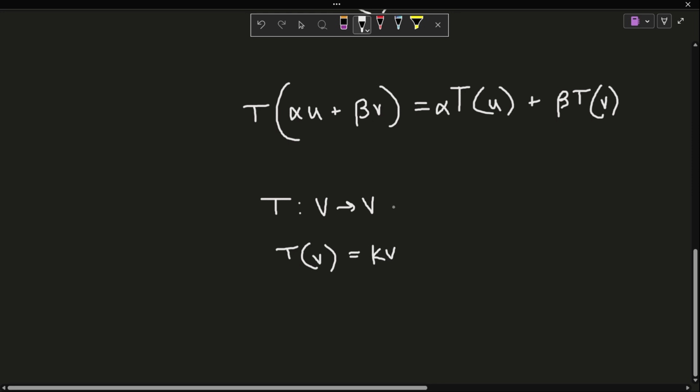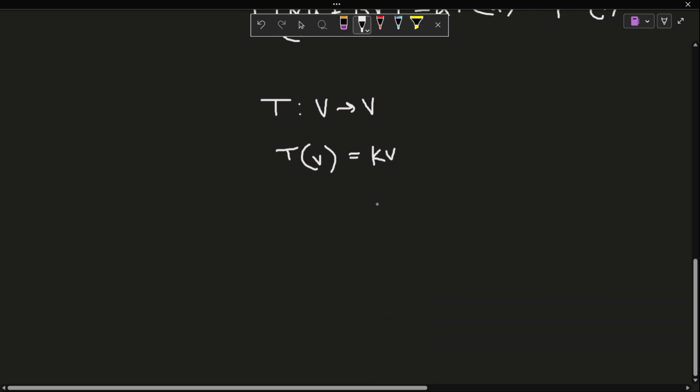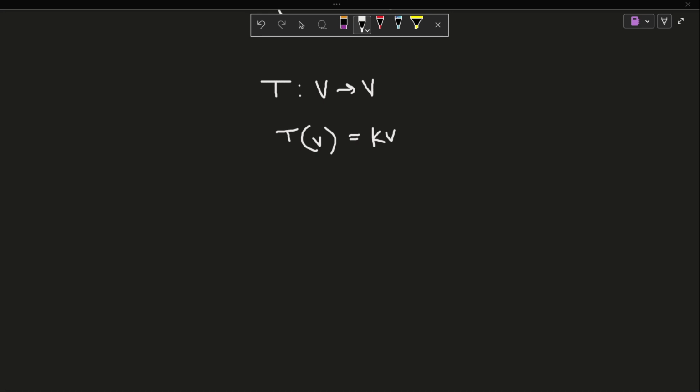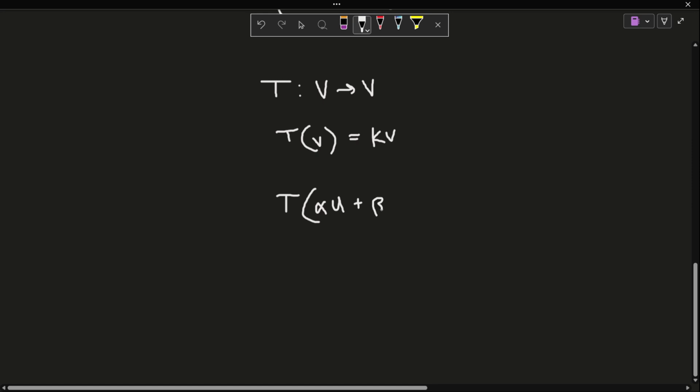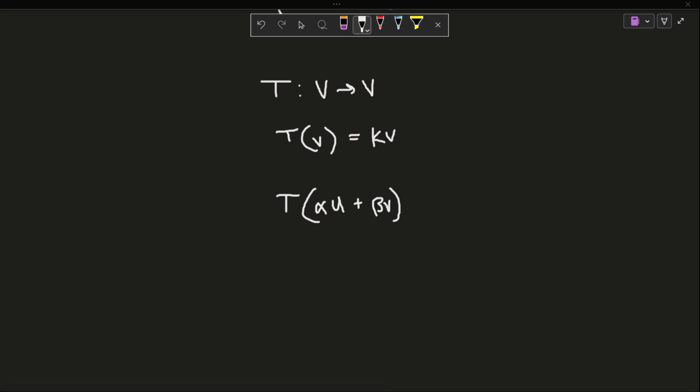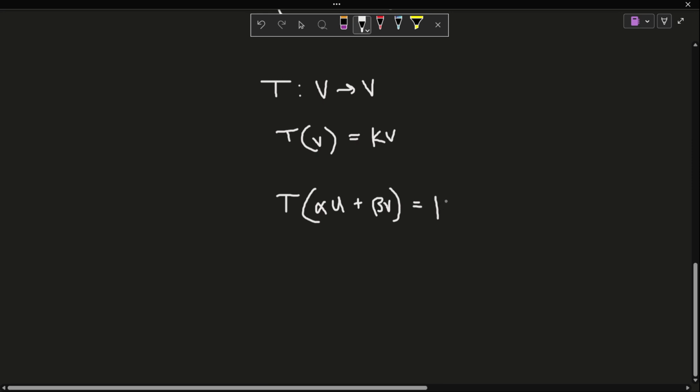And since we know that it's a vector space, which means it's closed under scalar multiplication, this should hold true, but we just need to check, is this going to be a linear transformation? Okay? And so what we're going to do is, let's take this equality here that has to hold true. So T of alpha u plus beta v, let's apply our transformation. Our transformation is just k times our input. So k(alpha u plus beta v).